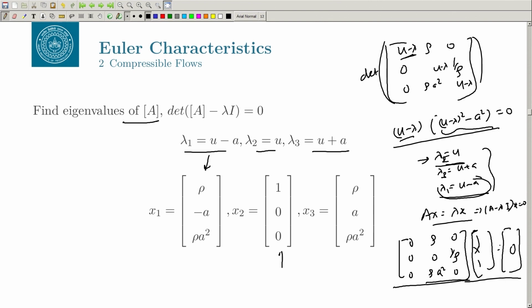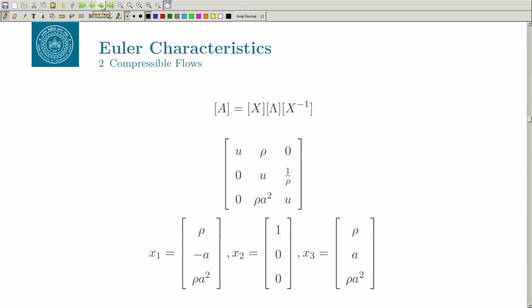So, your eigenvalues are 1, 0, 0, eigenvector is 1 0 0, then corresponding to u minus a, similarly you will have this, and u plus a, this will be the eigenvector. You can calculate and make an eigenvector matrix, which is basically rho, minus a, rho a square, 1 0 0, rho a square, right. This is your eigenvector matrix capital X.